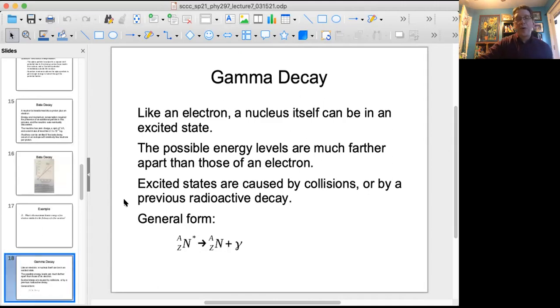But the general form is this: an excited nucleus, that's what the asterisk means, goes down to a state, sort of the ground state, or a less excited nucleus, plus the gamma ray.